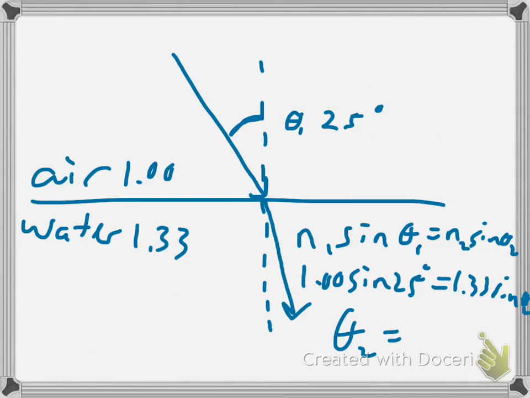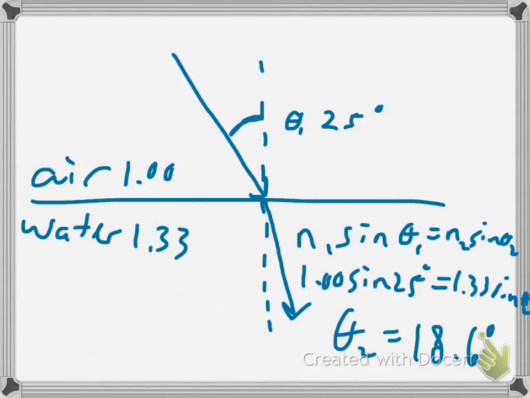Once I find my calculator on my desk somewhere, not so sure where it went. Let's try this one. So it'll be sine of 25 divided by 1.33, and you do the inverse sine of that, and it comes out to be 18.6 degrees. So just like we said, it should be a smaller angle than our incident angle.